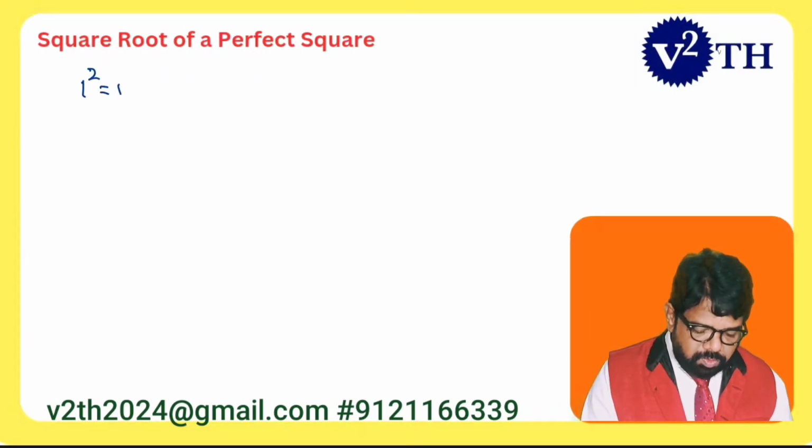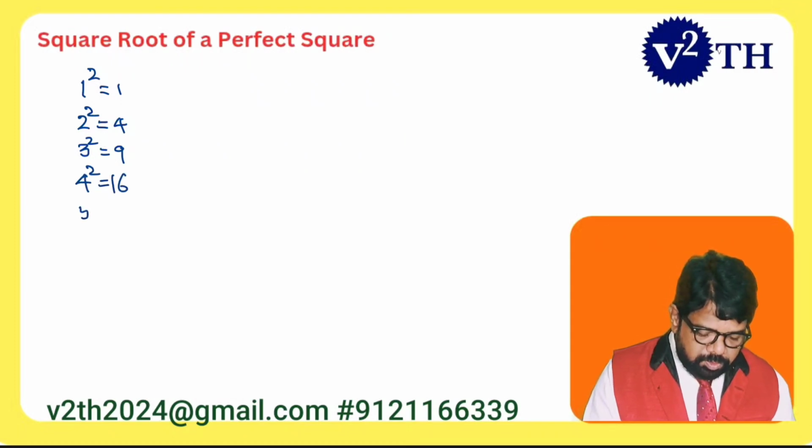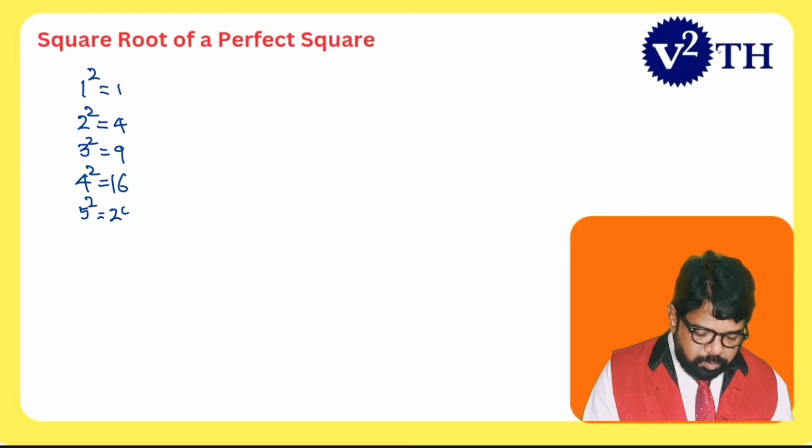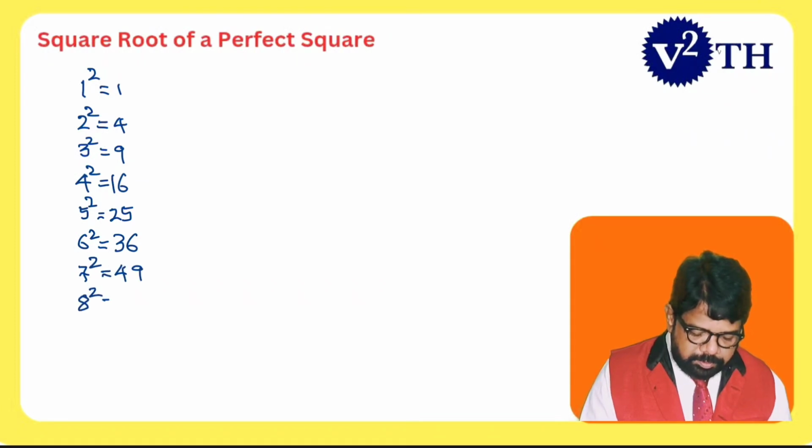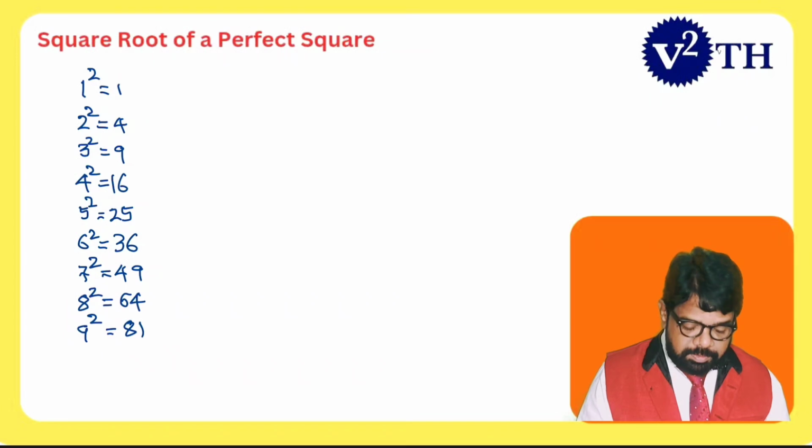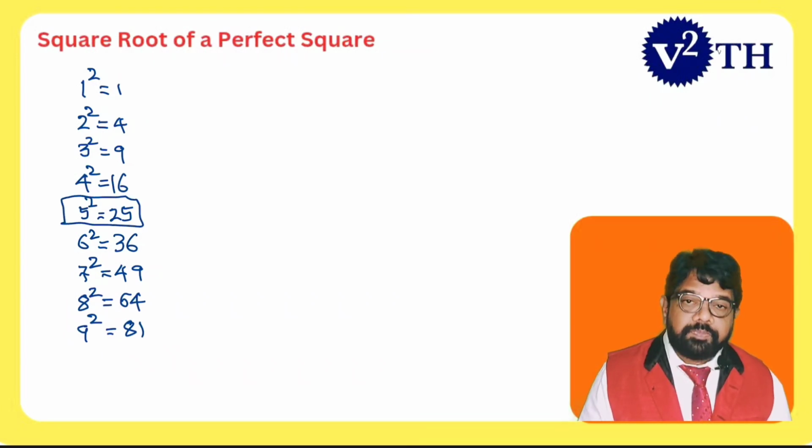See here, 1 square is 1, 2 square is 4, 3 square is 9, 4 square is 16, 5 square is 25, 6 square is 36, 7 square is 49, 8 square is 64, 9 square is 81. See here, what is the simple analysis? The middle value is 5 square.